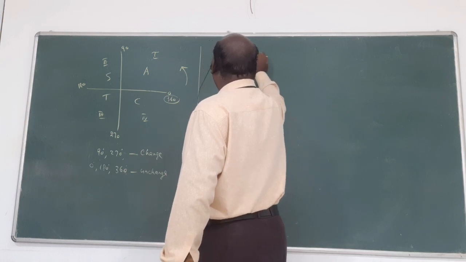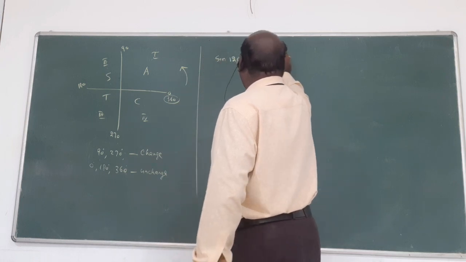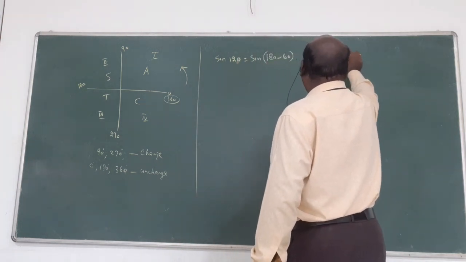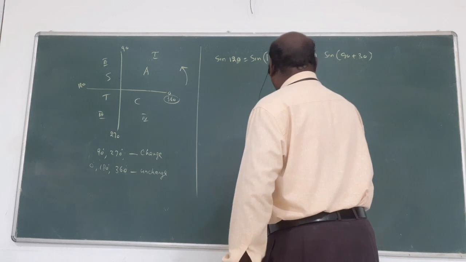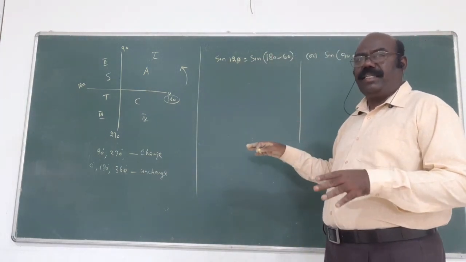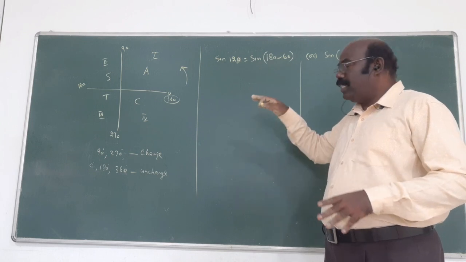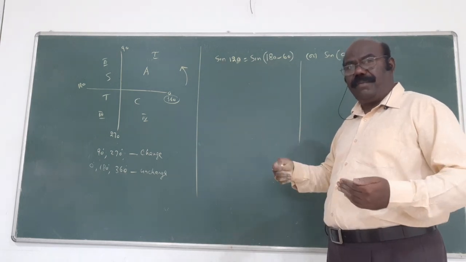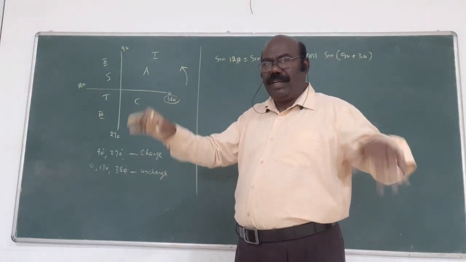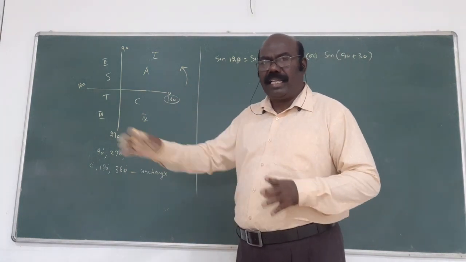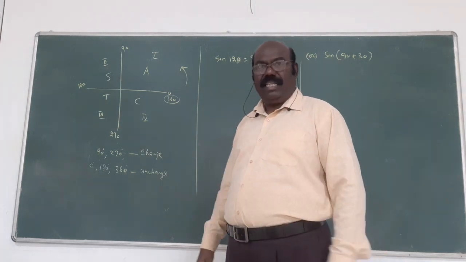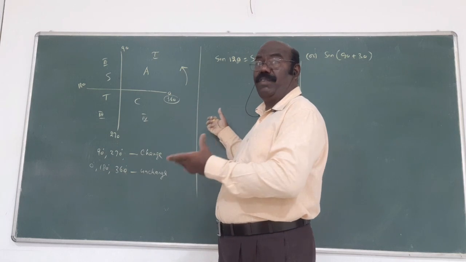For example, sine 120. What I told you: sine of 180 minus 60, or sine of 90 plus 30. In this way you want to write. This is the standard idea. This idea was easy for you. You must know this idea only. You can answer quickly, easily. One method is there, one table is there for calculation, and so many answers are there. By using this idea only you can answer.